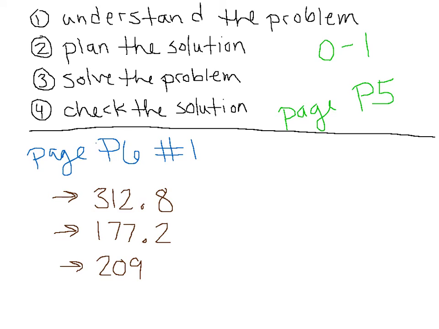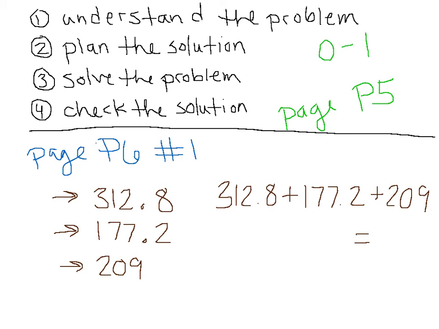So what I'm going to do, as I'm planning, I'm going to go ahead and write an equation. I'm writing an equation, 312.8 plus 177.2 plus 209. I'm going to add them all up because we want to know the total. That's what it's asking us. And we're going to make that equal to x. Part of this chapter also talks about defining a variable. That is also on page P5.